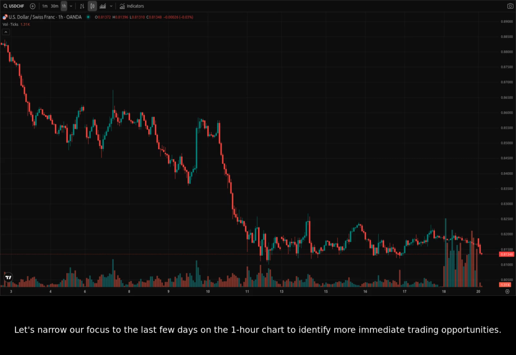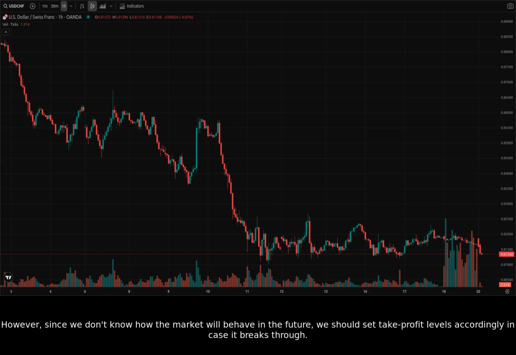Let's narrow our focus to the last few days on the one-hour chart to identify more immediate trading opportunities. Here, we can see more evidence of the price consolidating around the 0.81 to 0.82 levels. But it has had a hard time staying above 0.82, giving us a hint to short the pair when it reaches above 0.82. However, since we don't know how the market will behave in the future, we should set take-profit levels accordingly in case it breaks through.